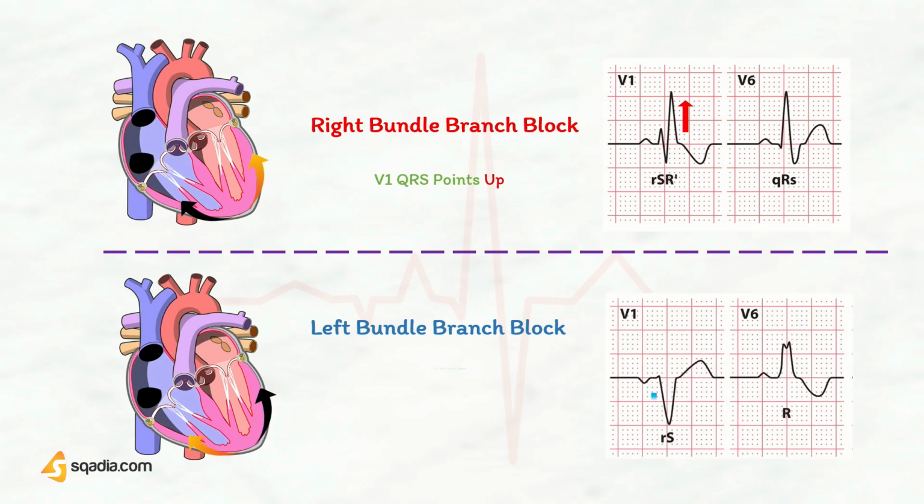Now on an ECG, if the V1 QRS complex points up, it is a right bundle branch block. And if the V1 QRS complex points downwards, it is a left bundle branch block.